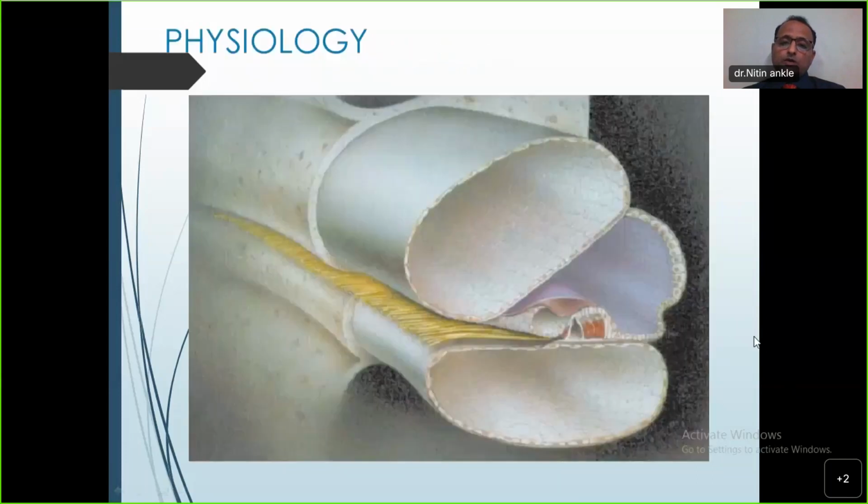One more important thing I forgot to tell you is that inside the membranous labyrinth we have endolymph, and outside the membranous labyrinth is the perilymph. In simple words, to remember, perilymph is something like CSF, an extracellular fluid, whereas endolymph is something like an intracellular fluid as far as the composition is concerned.